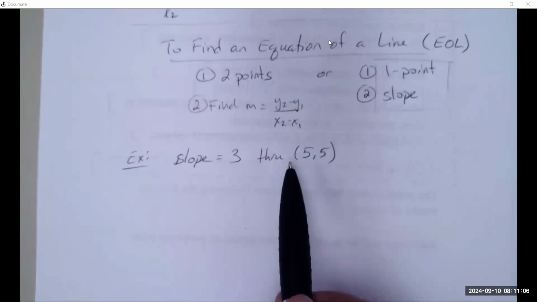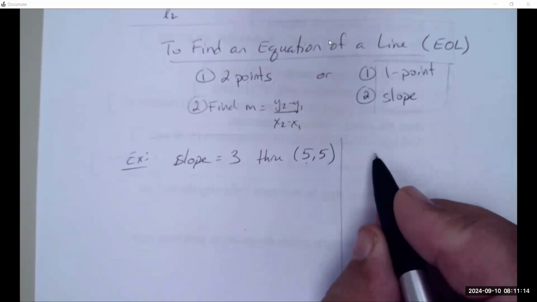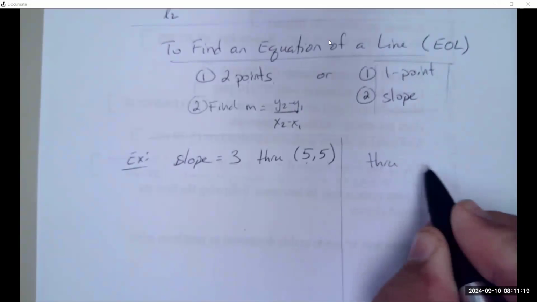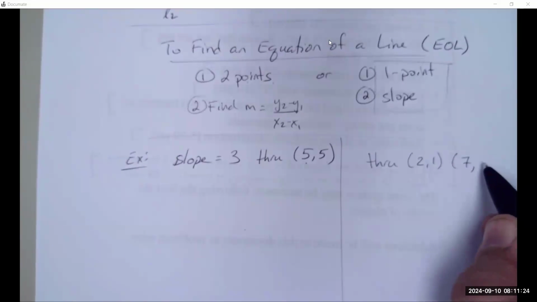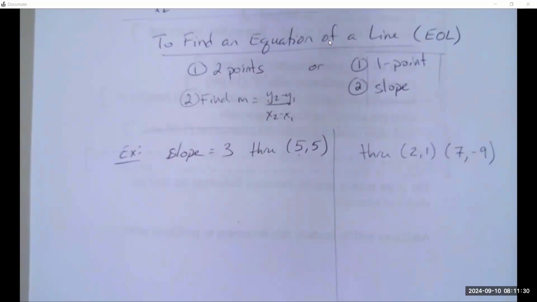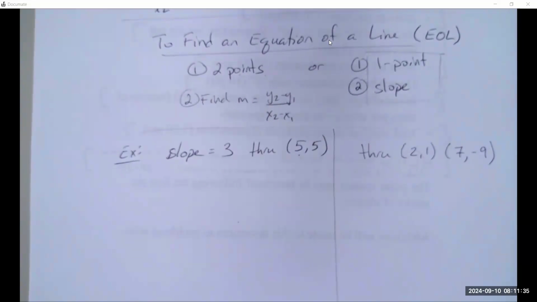Find the equation of the line going through the point (5, 5) with slope 3. And then find the EOL for both of these. Oh yeah, yes, I see what you're saying now. Yes, to find the actual equation, you need to have the slope and the y-intercept. Yes, I see where you're getting from.